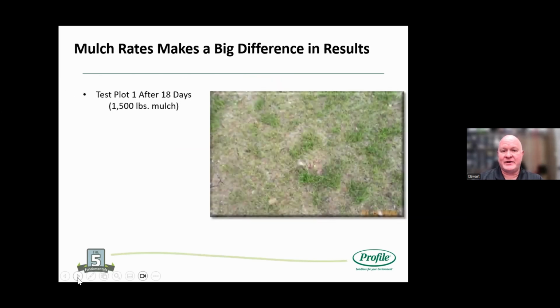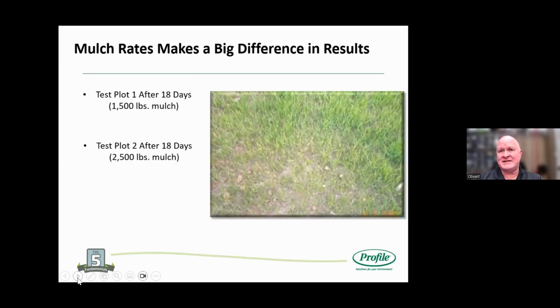Mulch rates do make a big difference. Here's an example. This is a test plot that was done. This is 18 days after seed was installed with 1,500 pounds per acre of mulch. This is exactly the same area right beside it with the same seeds, same fertilizer. The only difference here is the mulch was increased by 1,000 pounds per acre. You can see quite a bit more vegetation.